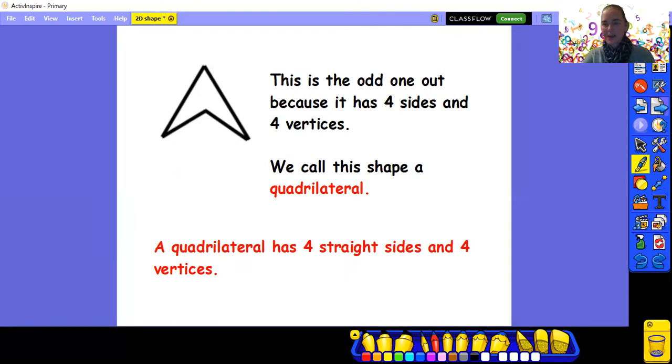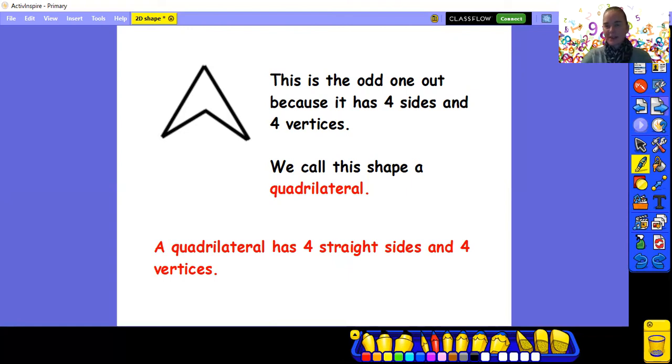It is the odd one out because the others had 3 sides and 3 vertices. They were all triangles. This one has 4 sides and 4 vertices. We call this shape a quadrilateral. A quadrilateral has 4 straight sides and 4 vertices.